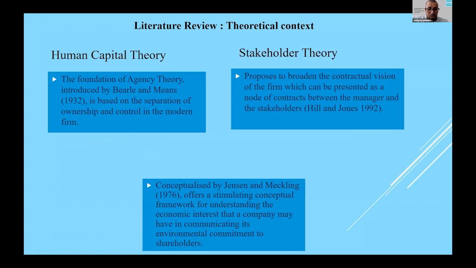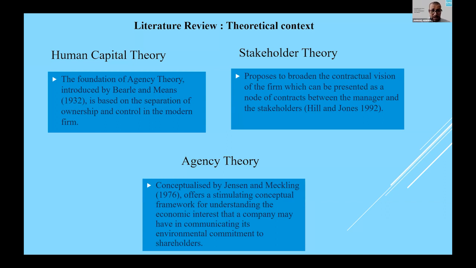Theory, the human capital theory, stakeholder theory, and the agency theory. The first is the stakeholder theory, and we see the research of Freeman and Jones, who proposed to broaden the contractual vision of the firm, which can be personified as a node of contracts between the manager and the stakeholders. For the foundation of agency theory, we can see the research of Berle and Means, based on the separation of ownership and control in the modern form.